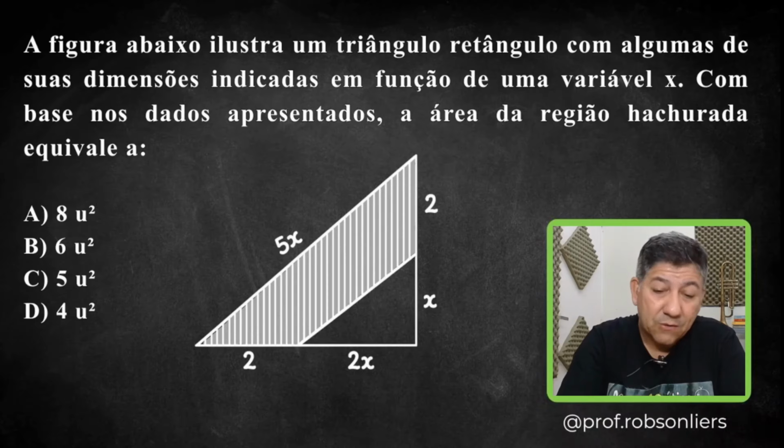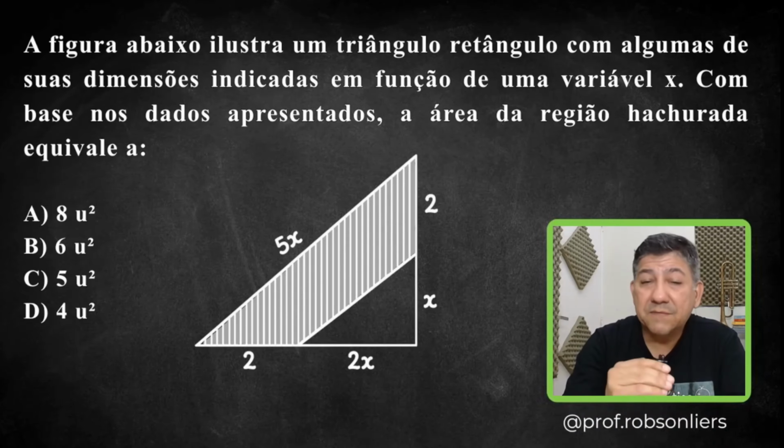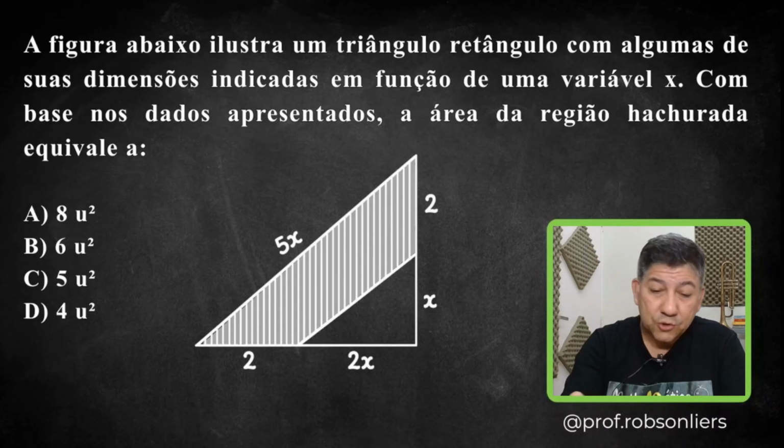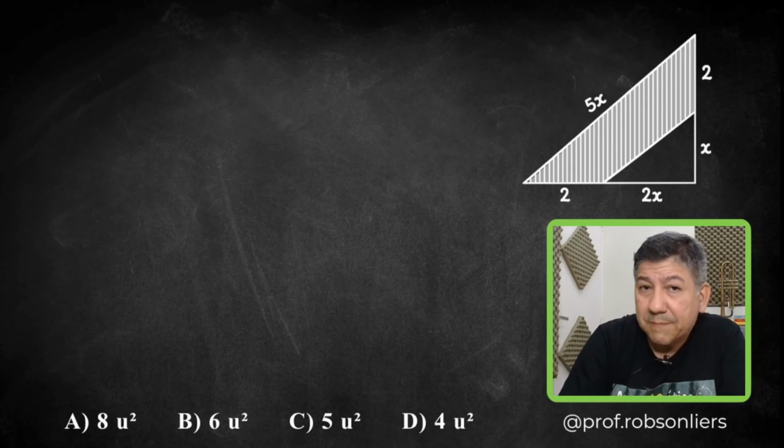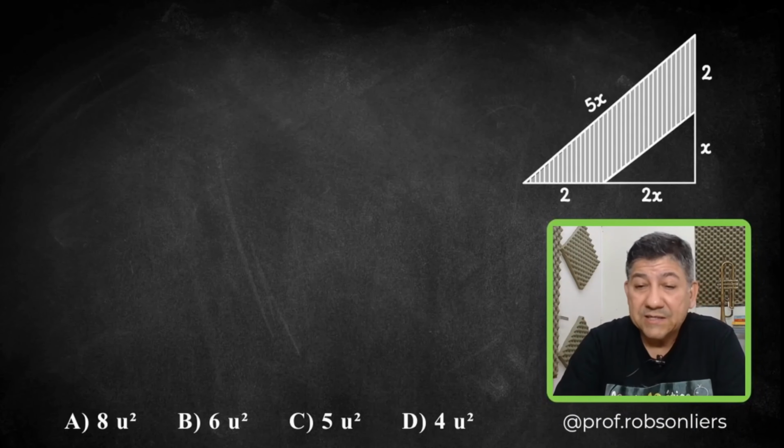Now, to find the area of a triangle, it's base times height divided by 2. But the base of the larger triangle, for example, is 2 plus 2x. And the height of the larger triangle is 2 plus x. So first we need to find the value of x, right? I'll clear the screen here so we can solve it. To find the value of x first, we'll do the following. We can use the Pythagorean theorem.